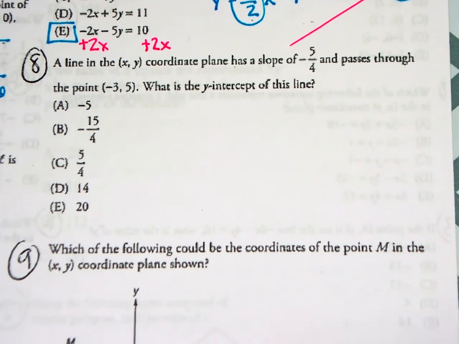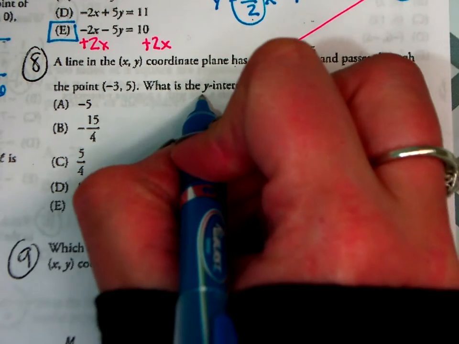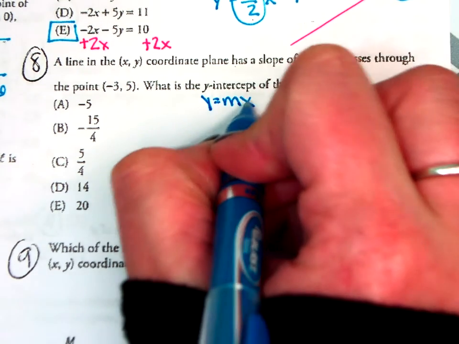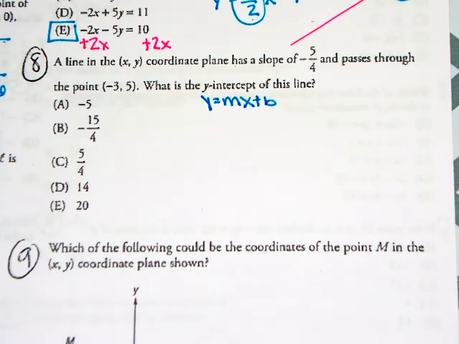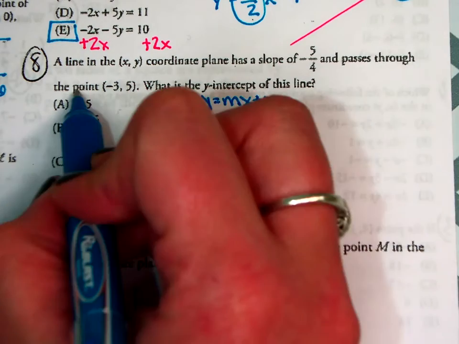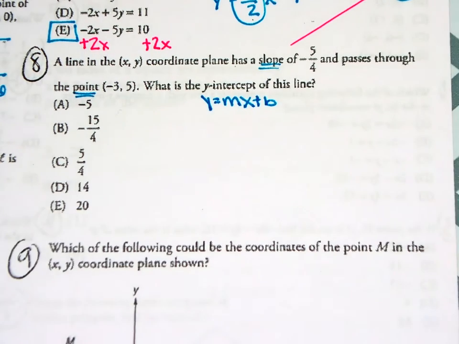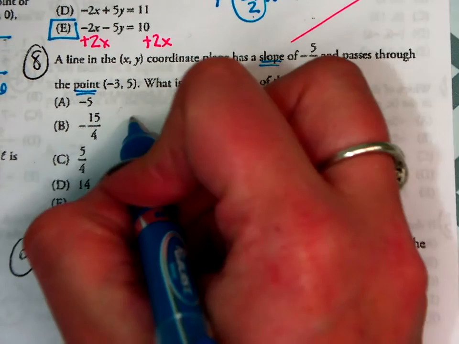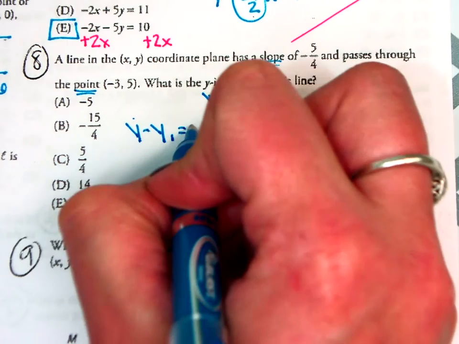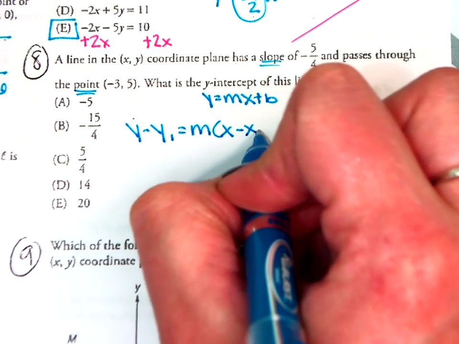All right, number 8. A line in the xy coordinate plane has a slope of negative 5 over 3 and passes through negative 3, 5. What is the y-intercept? Well, the only way to get a y-intercept is to put it into y equals mx plus b form. However, all I have is a point and a slope, which means I have to use point slope form. So y minus y1 equals m parenthesis x minus x1.